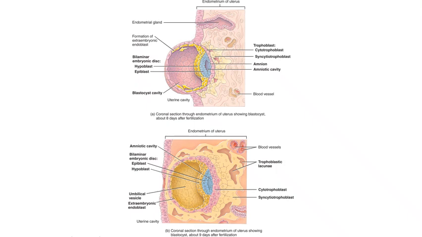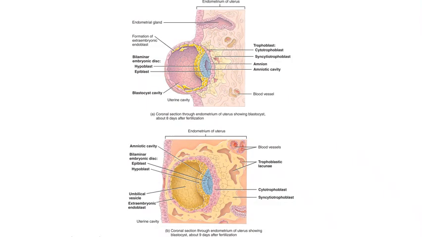Another secretion of the trophoblast is human chorionic gonadotropin, HCG. Now, that has actions very similar to LH. Human chorionic gonadotropin rescues the corpus luteum from degeneration and sustains its secretion of progesterone and estrogens. These are the hormones that maintain the uterine lining in a secretory state, preventing menstruation.